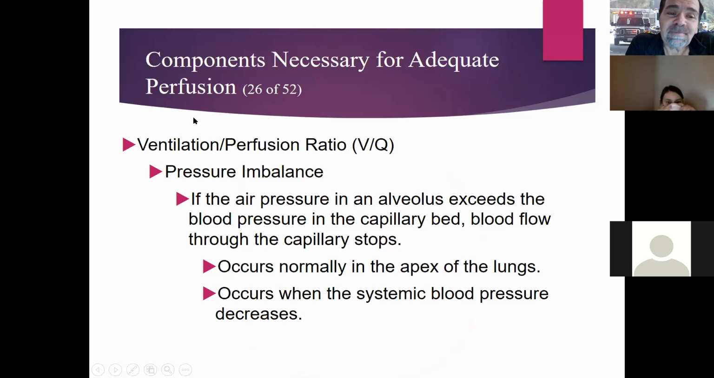And pressure imbalance: if the air pressure in an alveolus exceeds the blood pressure of the capillary bed, blood flow through the capillary stops. This usually occurs normally in the apex of the lungs, and it also occurs when the systemic blood pressure decreases. So your systemic blood pressure, which is the amount of blood, sorry, the dogs are barking, it occurs when the systemic blood pressure decreases, and this is the amount of blood that's actually trying to return. It's not there, so it doesn't have any perfusion.